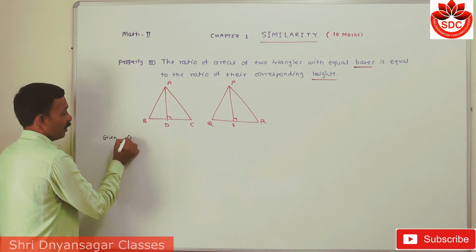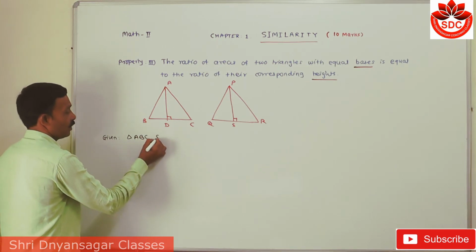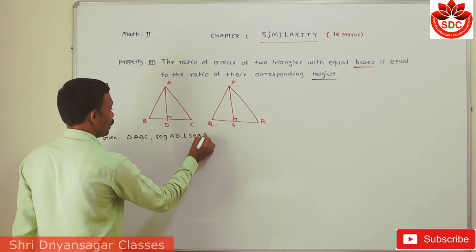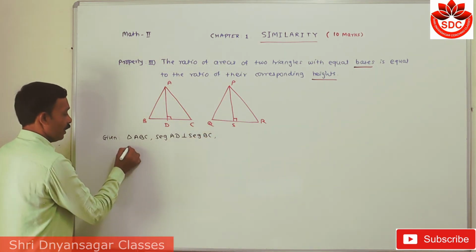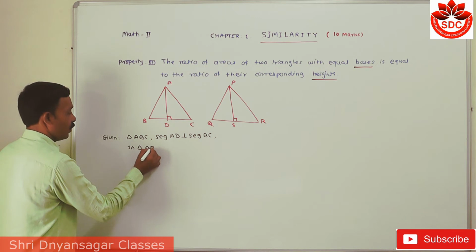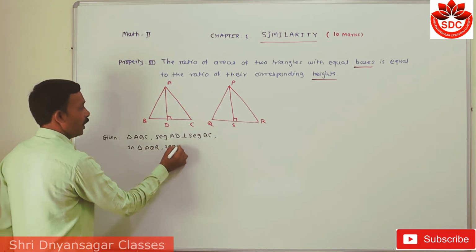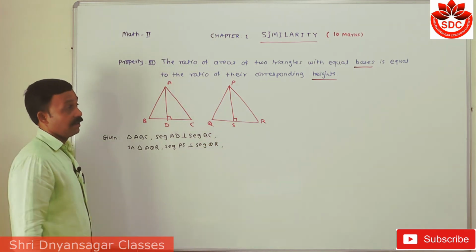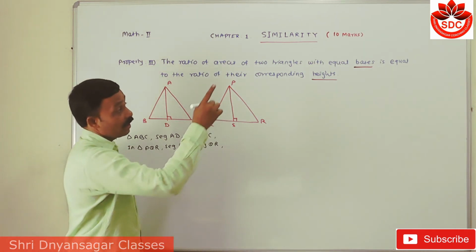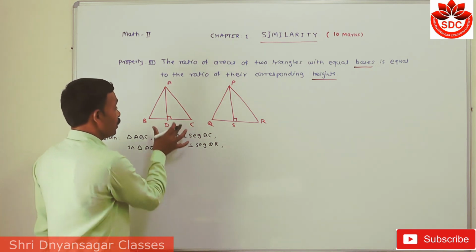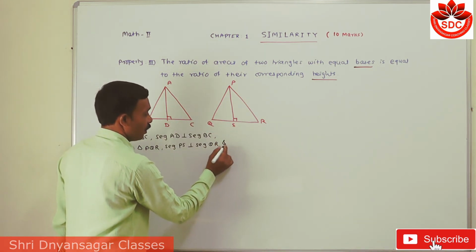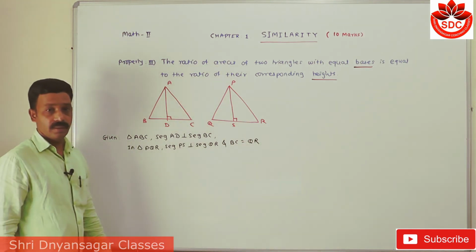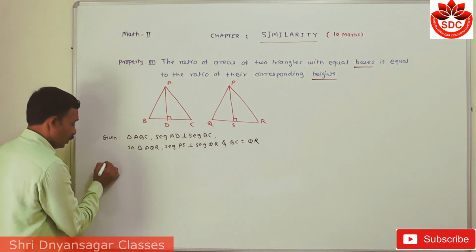In triangle ABC, this segment AD is perpendicular on segment BC. In triangle PQR, segment PS is perpendicular on segment QR. And here it is with equal bases. With equal bases means that the base is equal, and BC is equal to how much? QR.